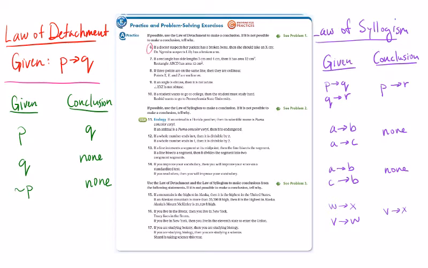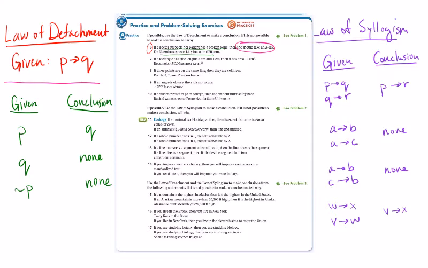So the first one, if a doctor suspects her patient has a broken bone, then she should take an x-ray. And then it says Dr. Nagemba suspects Lily has a broken arm. So here our hypothesis is a doctor suspects her patient has a broken arm, and they give us the hypothesis. So that means we can conclude that Lily should take an x-ray.